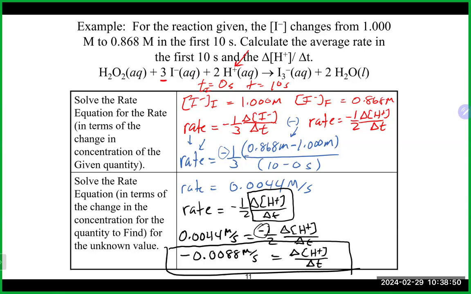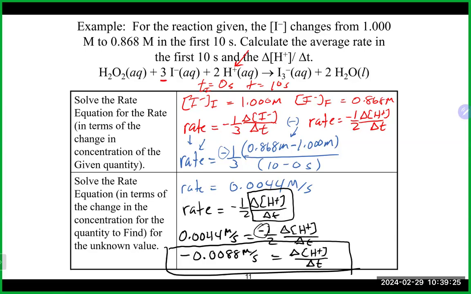By the way, is the H plus changing at the same rate as the average rate or different? It's actually changing twice as much as the average rate. And that makes sense because the coefficient in front of H plus is 2, right? That is the relationship of the stoichiometry part of it. Because there are 2 moles of it, it is decreasing at twice the rate of the average rate of the entire reaction that's happening in this particular case. Question on that one?